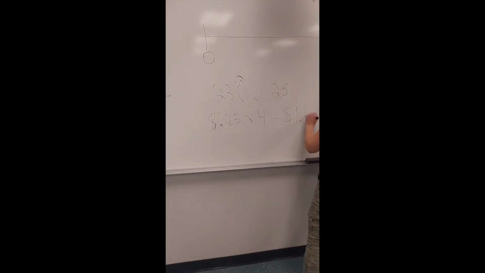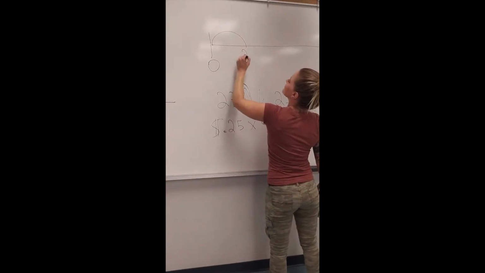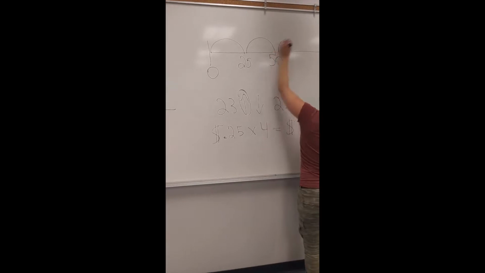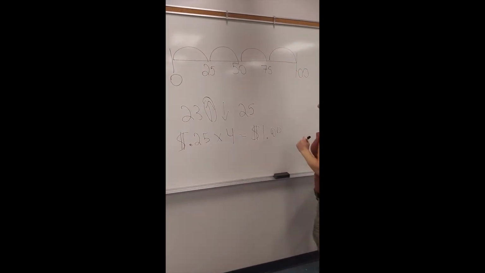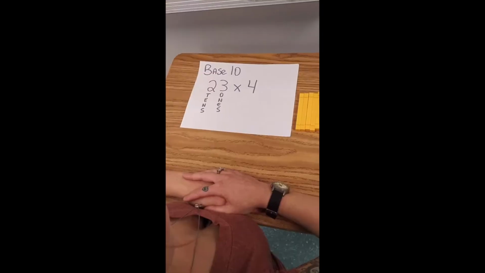We can count by 25 on a number line that goes up to 100 to solve this equation. 25 4 times. 25, 50, 75, 100. Our answer will be less than 100, but greater than 75.